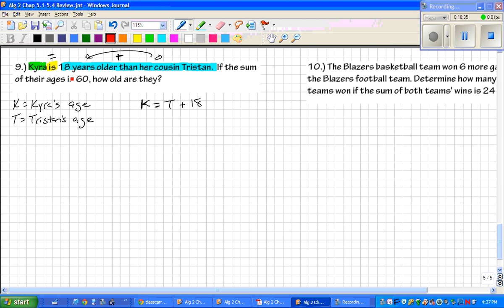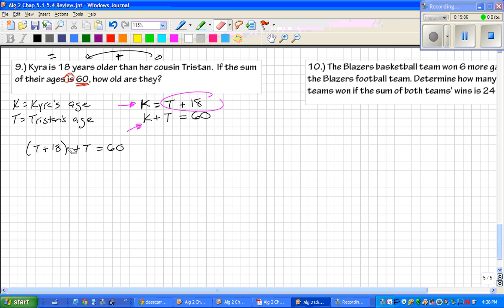Okay, if the sum of their ages is 60, so if you take their ages, K plus T, it is 60. How old are they? Now, for this equation, we've got the K all by itself, so we're going to plug that in. We're going to be doing substitution here. So we got T plus 18 plus T equals 60. We don't have to distribute, so we don't really need those. So we get 2T plus 18 equals 60, minus 18 to both sides. 2T equals 42. Okay, and then divide both sides by 2. You get T equals 21.